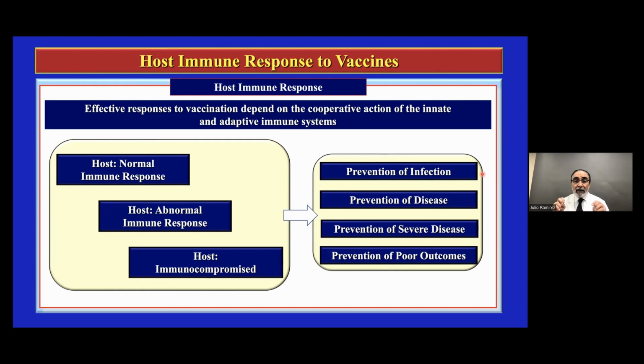Now, we also learned that people can get disease, but not severe disease. Yes, I get influenza, but I don't get influenza pneumonia. Then I'm protected. But even if you get disease, there is also the consideration of poor outcomes. Yes, you get pneumonia, but you don't go to the unit. When you get pneumonia, you don't die.